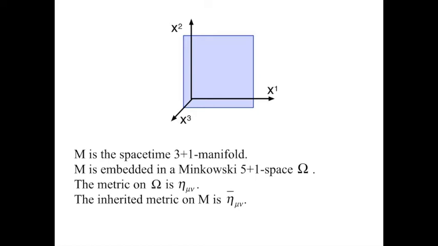In this diagram, we see a 2 manifold embedded in a 3 space. And we'll continue to use this lower dimensional example in the diagrams that follow. We note that the manifold in this diagram appears to be flat, but it doesn't have to be.